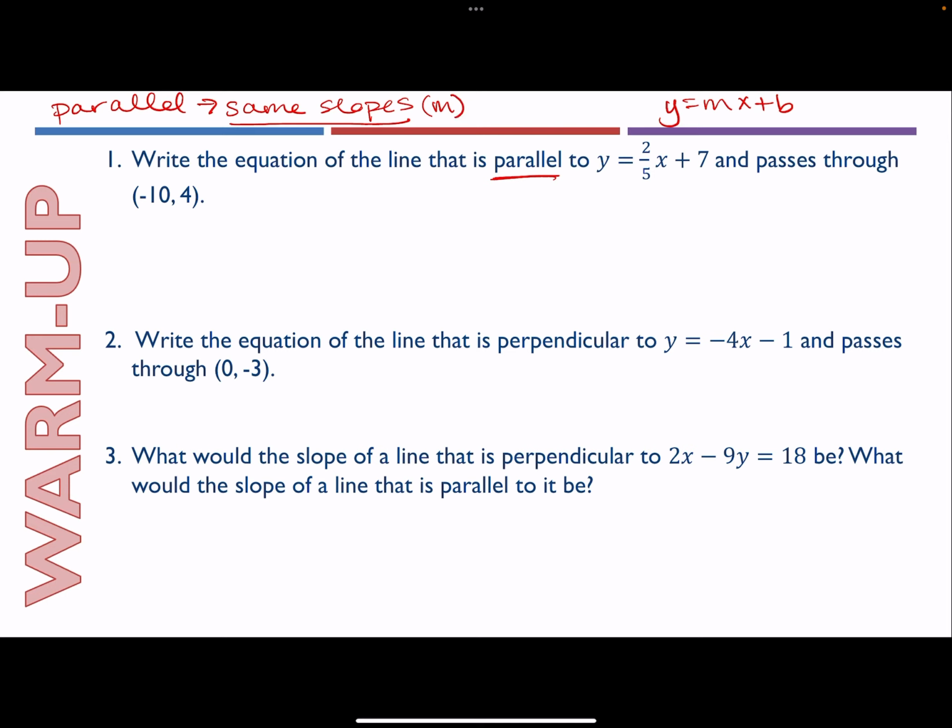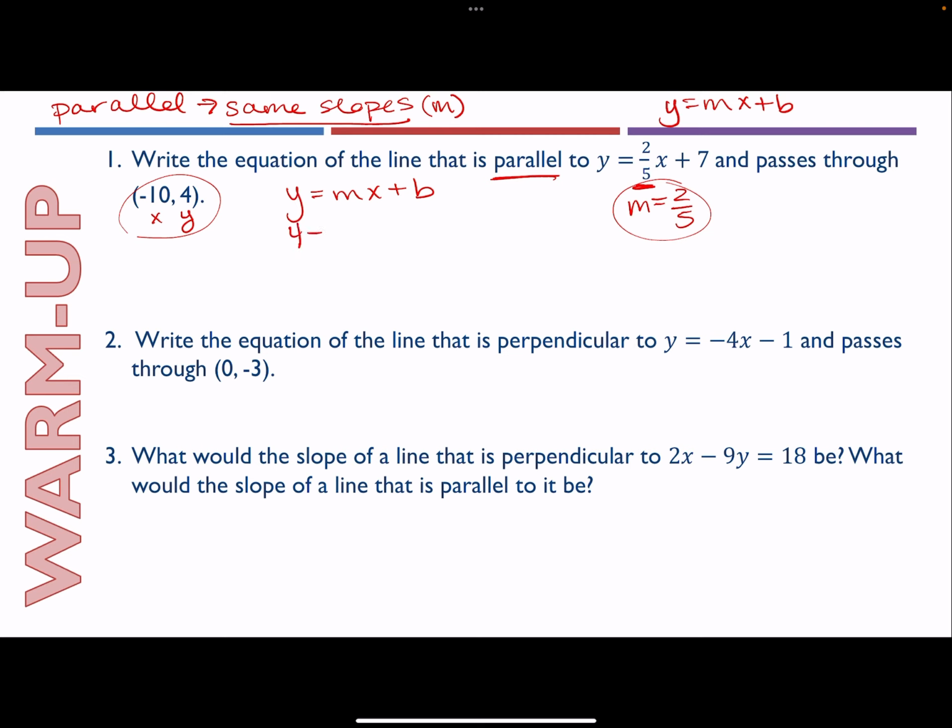So if our line is y is equal to 2 over 5x plus 7, the slope of this, y equals mx plus b, is 2 over 5, right? And we want it to go through this point negative 10 comma 4, x comma y. So y equals mx plus b. We're going to use this x and y that we have right here, and we're going to use this m here, and we're going to plug them all in.